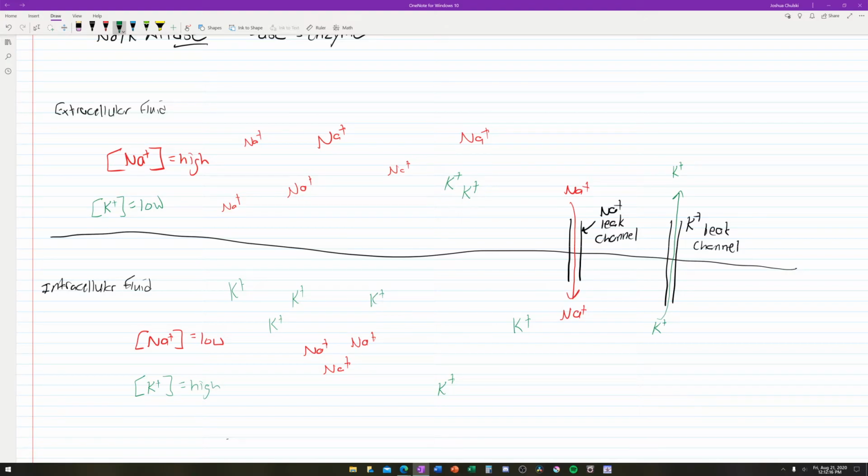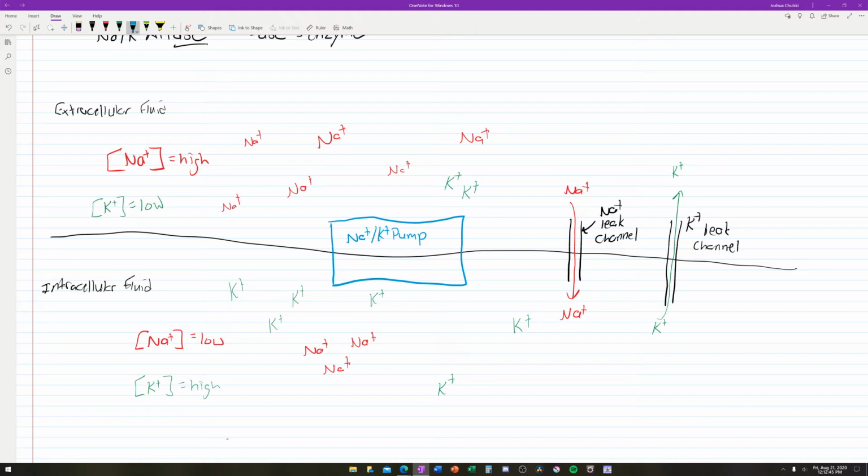Okay, so now the next question is, how do I maintain these gradients with these leak channels? And I'm glad you asked. That's a very good question. So we have the sodium potassium pump. Okay, so I'll draw the sodium potassium pump. Or if you remember, it's the sodium potassium ATPase.